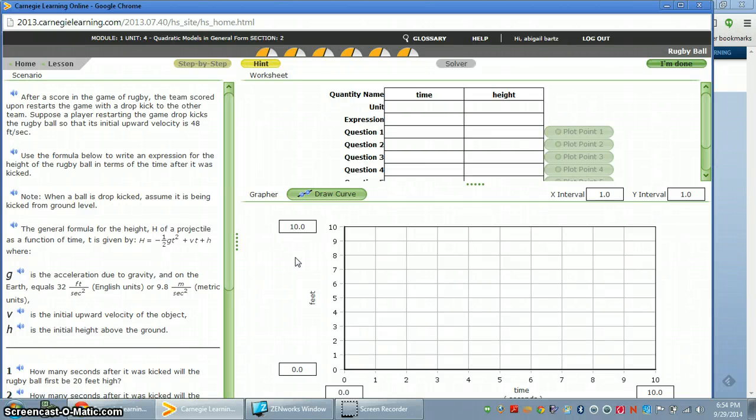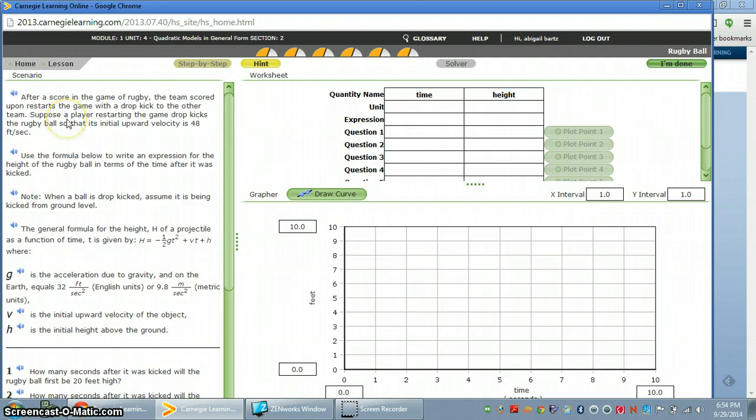Hi, this is just an example of walking through Unit 4, Section 2. So again, first read through the scenario. After a score in a game of rugby, the team scored upon restarts the game with a drop kick to the other team.